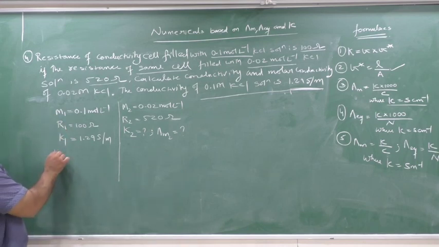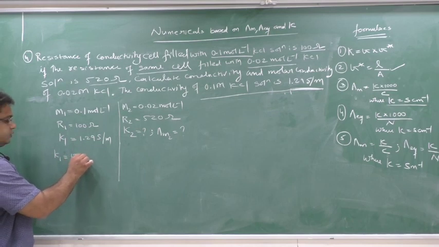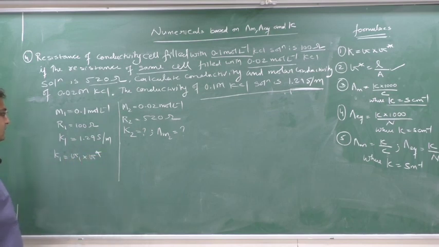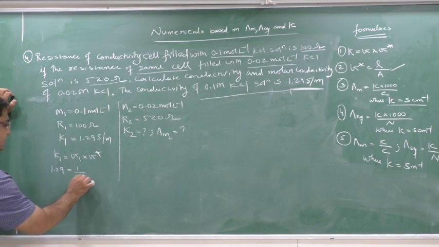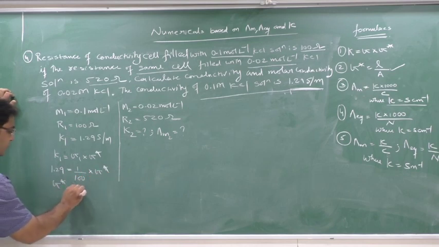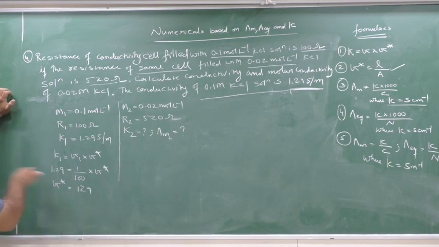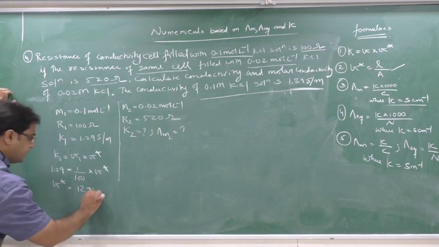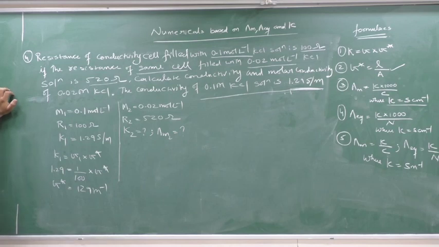So we know that K1 equal to G1 into G star. Clear? So K1 is how much? 1.29. Please focus, it is Siemens per meter. And G1 is 1 by R1, that is 1 by 100 into G star. So your G star answer will be nearly 129, because 1.29 into 100, that is 129 per meter. Yes or no? Per meter. I hope you know why this per meter.